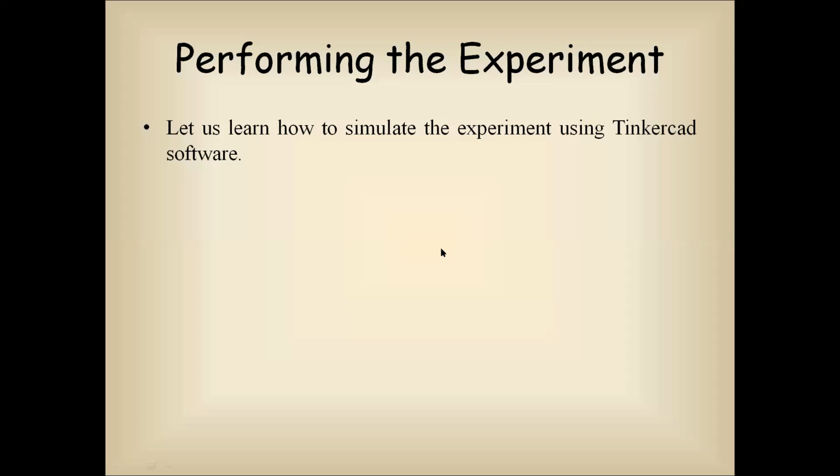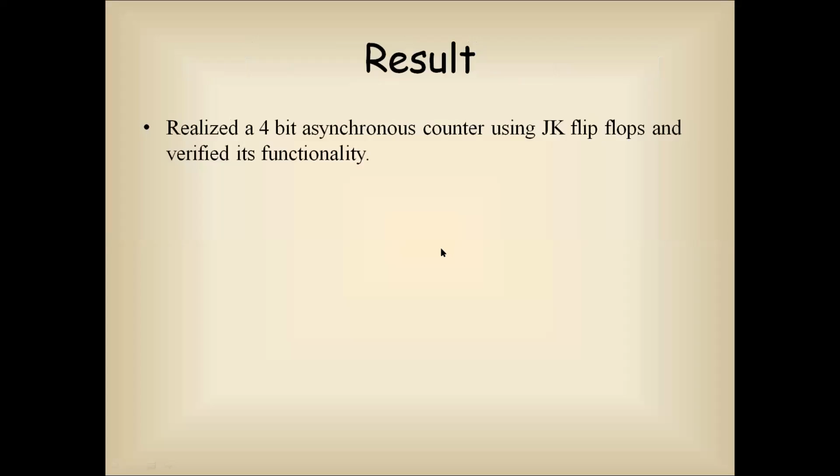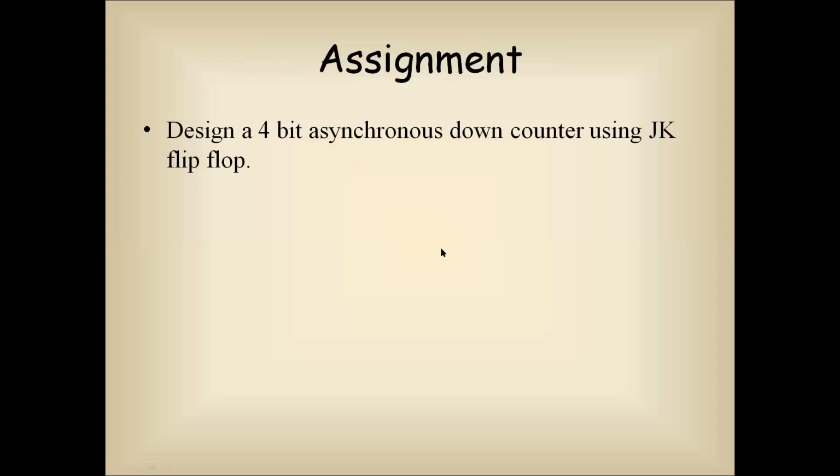So coming back to the result, what we have done is we have realized a 4-bit asynchronous counter using JK flip-flops and verified its functionality. And now you need to perform this assignment. You have to design a 4-bit asynchronous down counter using JK flip-flops. So you need to understand what is the modification that needs to be done to the up counter circuit in order to make it work as a down counter.